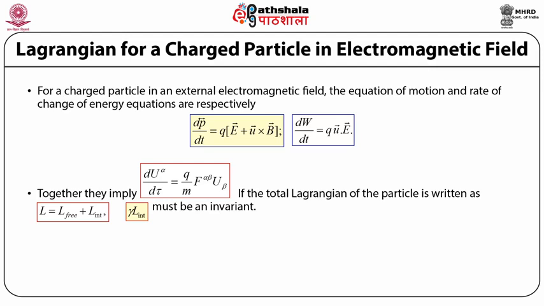The general requirement that gamma L be Lorentz invariant allows us to determine the Lagrangian for a relativistic charged particle in an external electromagnetic field, provided we know something about the Lagrangian or the equations of motion of the non-relativistic motion of the particle. The total Lagrangian is L equals L free plus L int, where L int is the interaction Lagrangian and contains the information about the fields and forces.